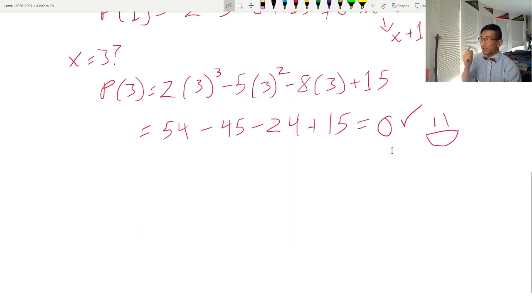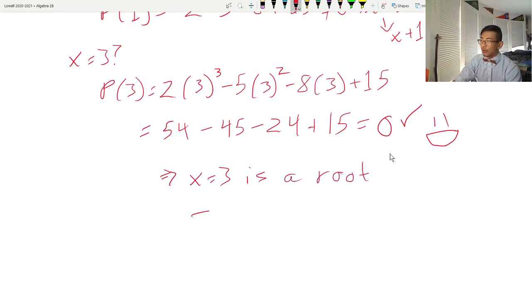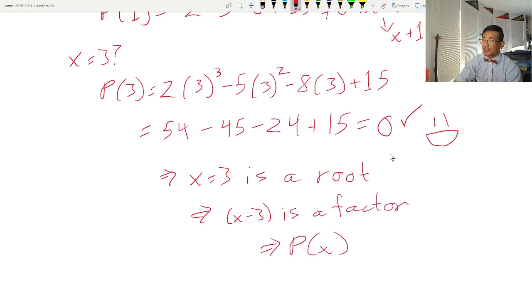Okay. So now we have this. So we have, again, x equals 3. Let's see what this means. It is a root, and therefore x minus 3 is a factor. X minus 3 is a factor. Therefore, we can say that P of x eventually factors into x minus 3 times something.